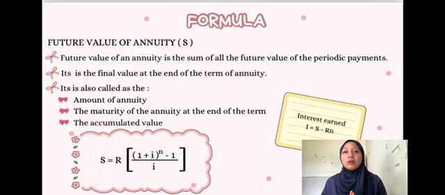It is the final value at the end of the term of annuity. It is also called the amount of annuity, the maturity of the annuity at the end of the term, the accumulated value. For future value, we need to use the formula S = R[(1 + i)^n - 1]/i. For interest earned, we need to use the formula I = S - R × n.